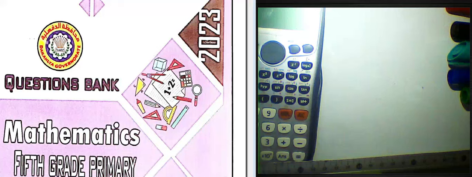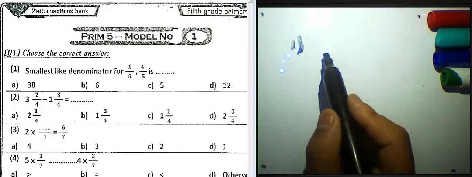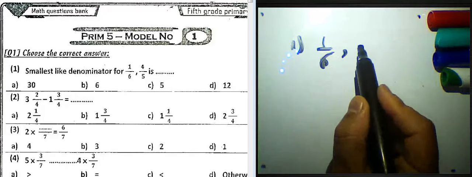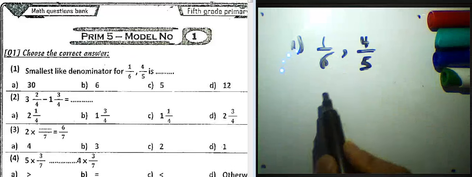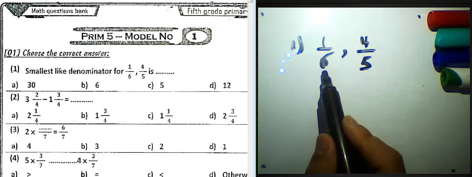Today we will solve model 1 from the question bank, Dakahlia Governorate, fifth grade primary, second term final revision. Question number 1: the smallest common denominator of 1 over 6 and 4 over 5 is... He asked about the smallest common denominator. We have here 6 and 5.